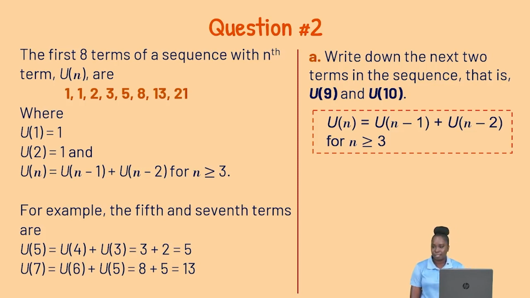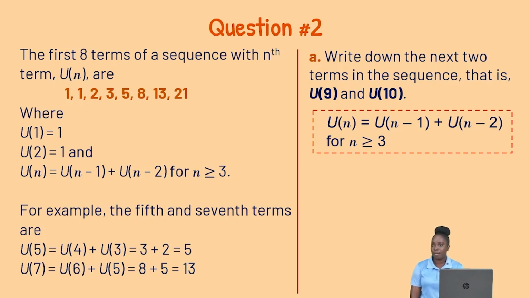But where did they get 3 plus 2? So the 3 and the 2 refer to the terms in the pattern. The first term in the pattern is 1, the second term is 1, the third term is 2, and the fourth term is 3. Where it says u of 4, that's the fourth term in the pattern, which is 3, and u of 3 is the third term in the pattern, which is 2.